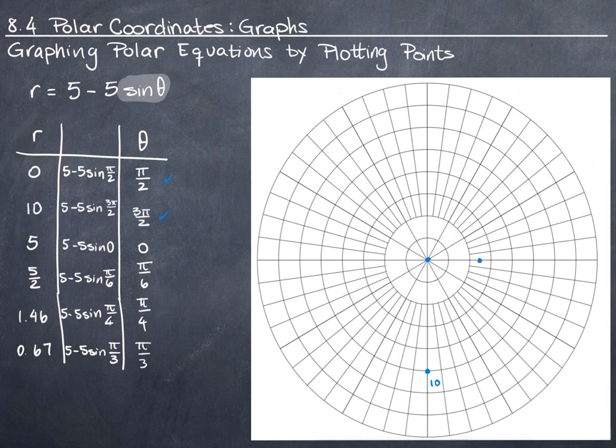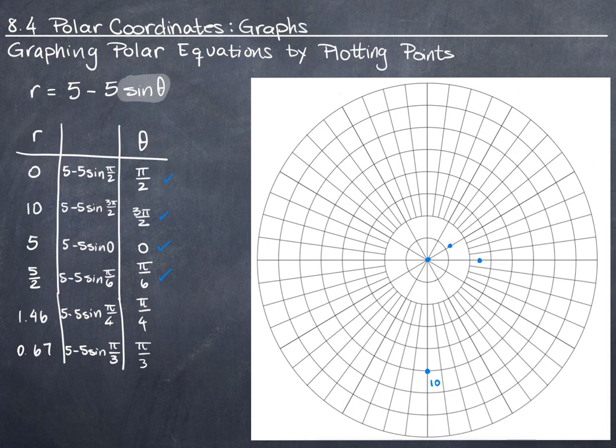And then (pi over 6, 5 halves). So starting here, I'm going to go out to pi over 6, and then I'm going to go out 5 halves. Well, this was 5, so half of that. 5 halves, you can think of as 2.5, so I'm going to go 1.25, 1 and a quarter. So I'll be right about there. And let's see, now I've done that one and that one.